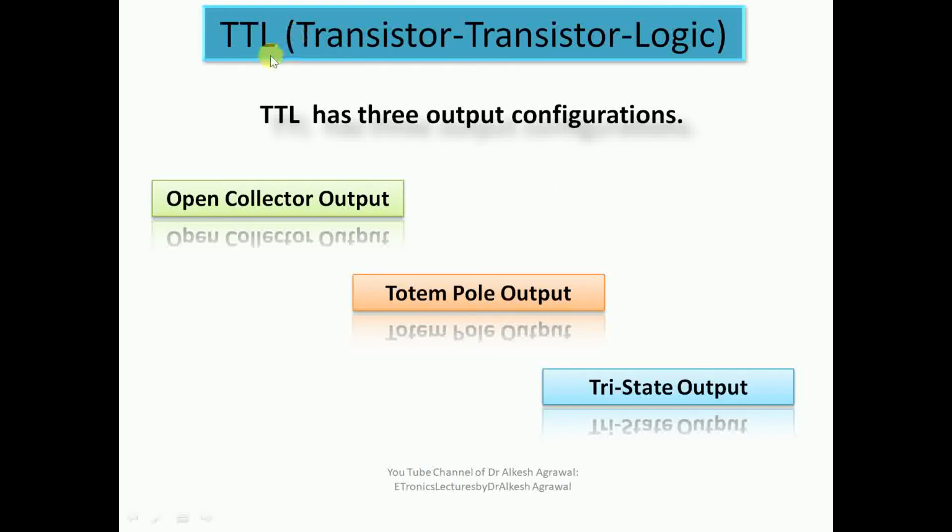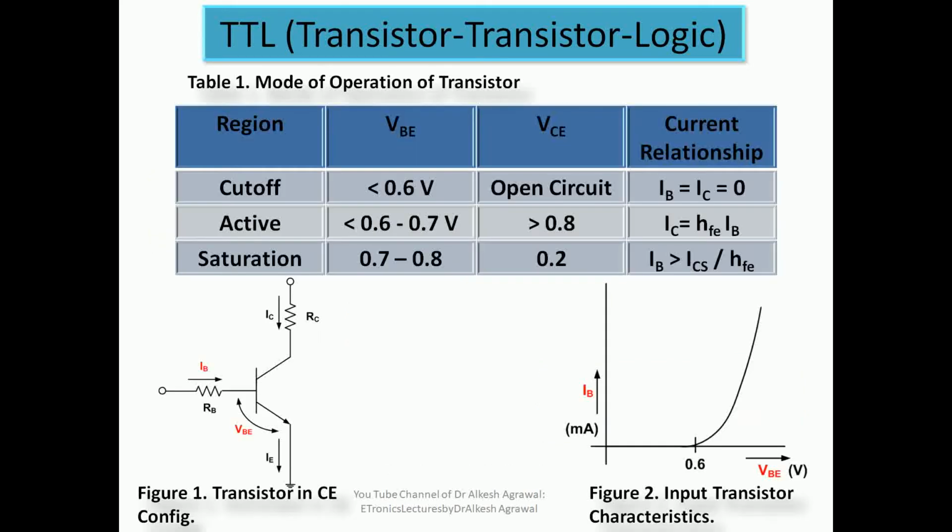So, as we all know, TTL stands for transistor-transistor logic, and the TTL has three output configurations. One is open collector output, second one is totem pole output, and the third one is tri-state output. In subsequent slides, we'll discuss each of the output configurations in detail, how they are designed, and how the different output configurations work as per the input conditions.